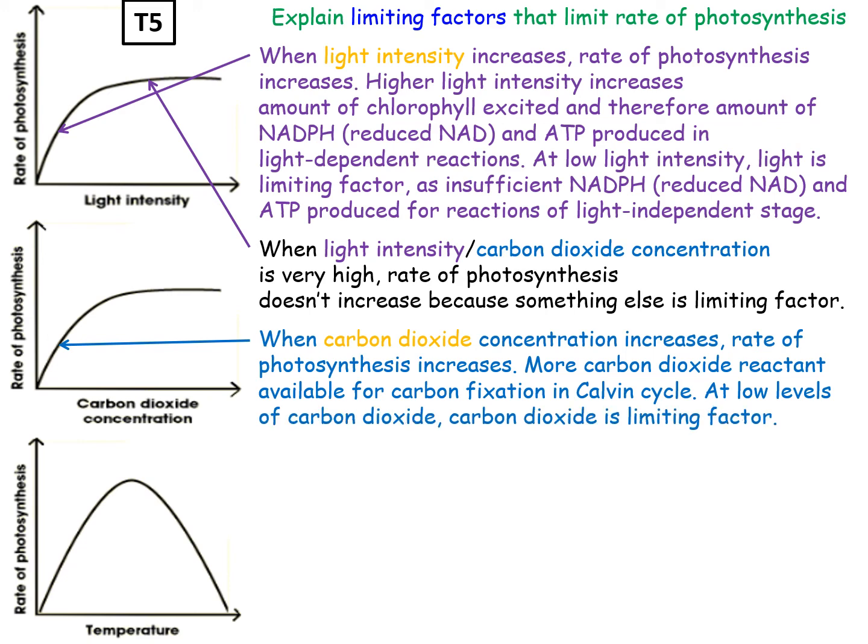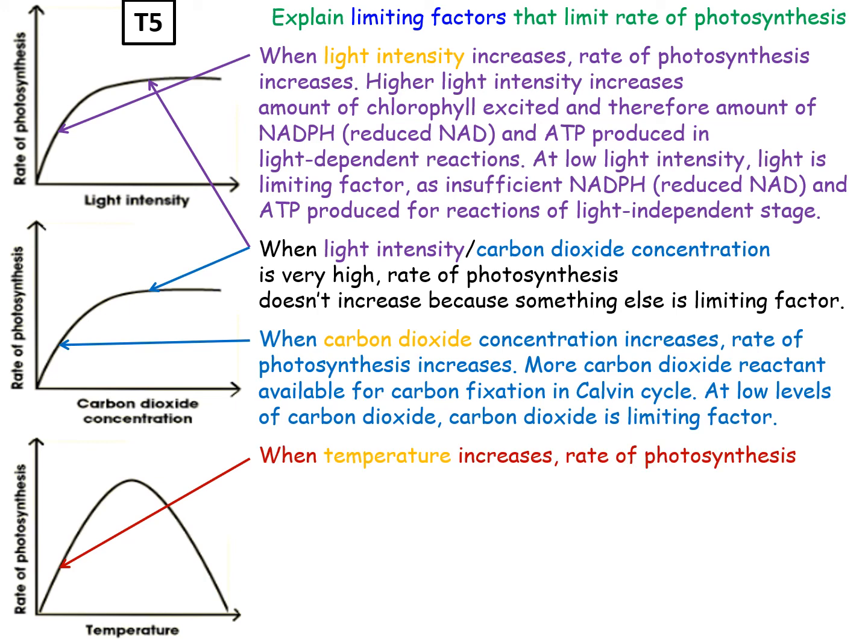However, at low levels of carbon dioxide, the carbon dioxide is a limiting factor. And just like light intensity, when carbon dioxide concentration is very high, the rate of photosynthesis doesn't increase. There's something else a limiting factor. So in this case, light and or temperature might be the limiting factor when there is a high concentration of carbon dioxide.